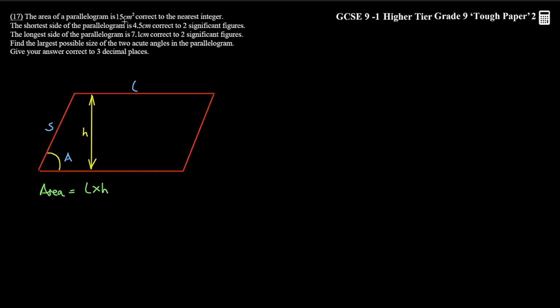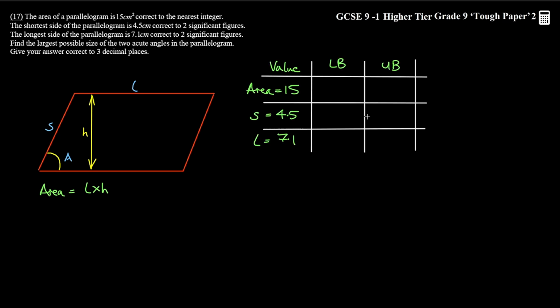Given that this is a bounds problem, I think we first of all got to set up a table and work out what are the upper and lower bounds of our various measurements that we've been given. So I've set up a table, the value we're interested in, and 2 columns for the lower bound and the upper bound. Now, 15 is correct to the nearest integer. So the next one up will be 16. And therefore the dividing line that will send us either up to 16 or back down to 15 is 15.5. And the lower bound, the next value down being 14, this will be 14.5.